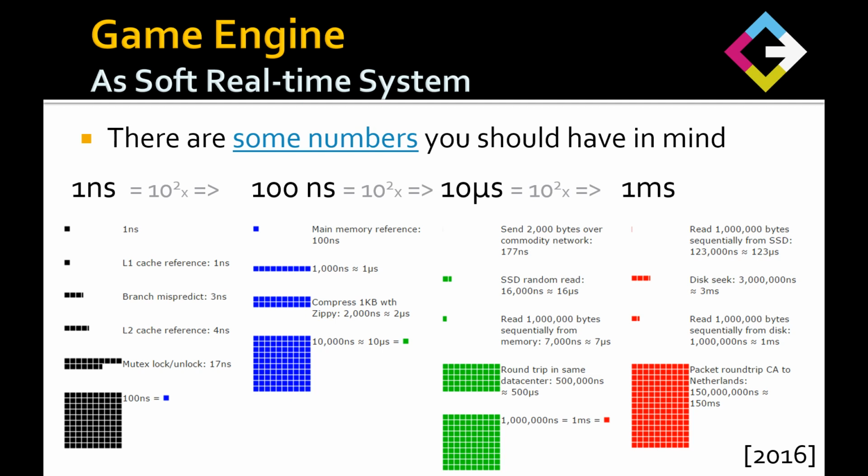And there are more numbers like that. Like on the left side, we have the processor, the black dots representing nanoseconds. Then we have main memory, referencing it starts at 100 nanoseconds. So a blue dot is 100 nanos. Then we have green dots dealing with SSD random reads. One green dot is 10 microseconds. Finally, we have red dots like disk seeks, reading a megabyte from an average SSD, or a packet round trip around half of the world. So one red dot here is 1 millisecond. Notice how referencing L1 and L2 cache is much faster than fetching something from the main memory.